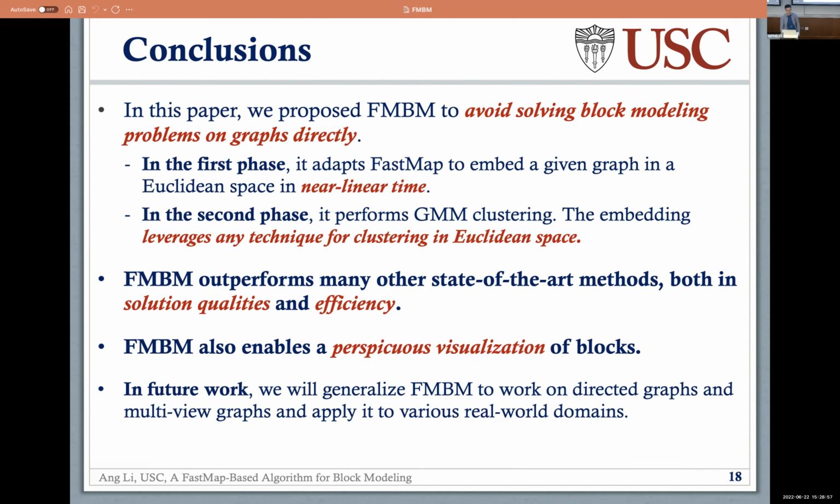And in the second phase, it simply performs GMM clustering. Actually, the embedding lets us leverage any technique for clustering in the Euclidean space. And based on our experimental results, FMBM also outperforms many other state-of-the-art methods, both in solution quality and efficiency. And also, FMBM enables a perspective visualization of blocks. And in the future, we will generalize the FMBM to work on directed graphs and multi-view graphs, and then apply it to various real-world domains. Okay, that's all. Thank you.